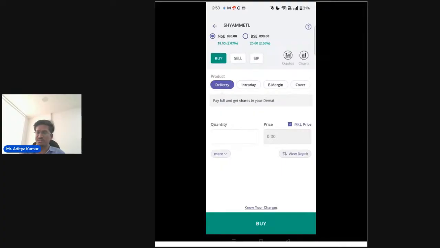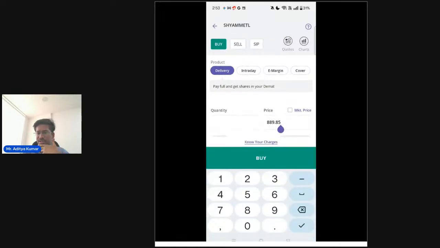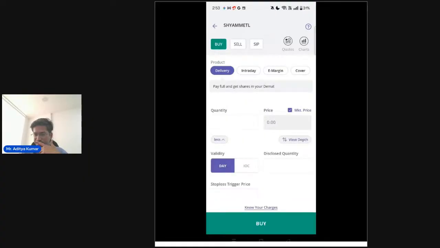Then we have cover. This is intraday with stop loss protection, slightly advanced for active traders. Then we have quantity. Quantity is the number of shares you want to buy, and if you click on price, this is the price at which you want to place the order, and this is the tick mark of market price.